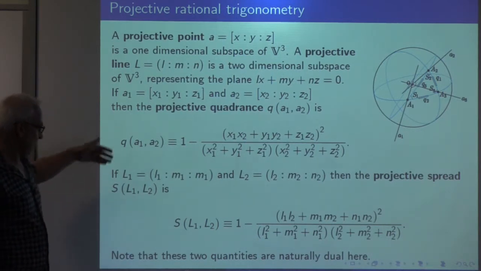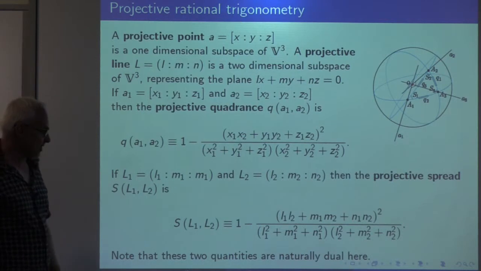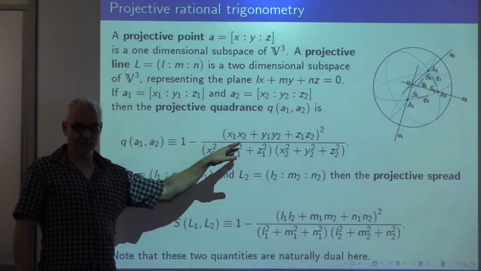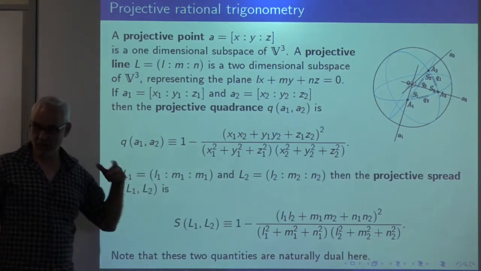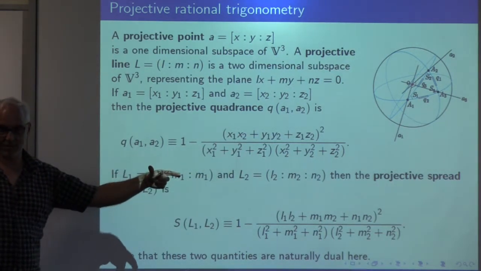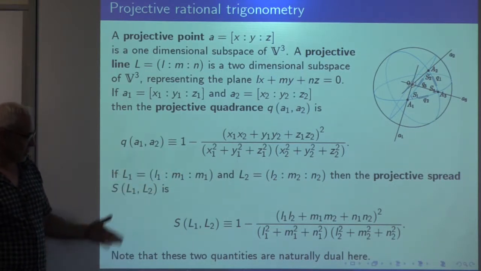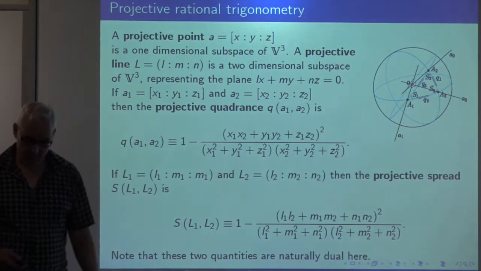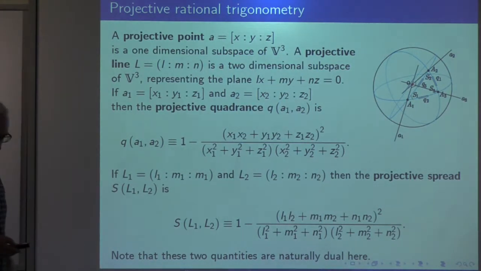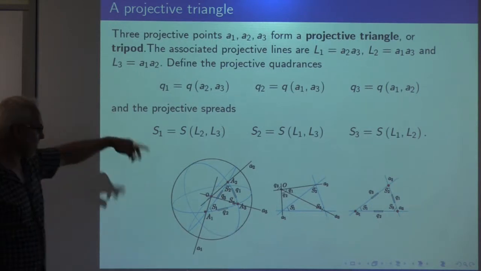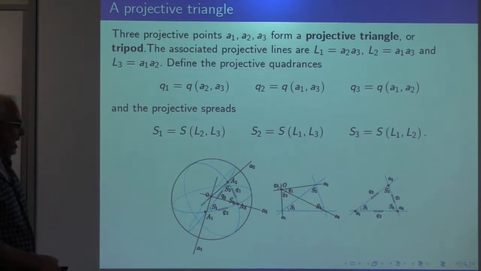The projective quadrances and projective spreads are defined by exactly the same rule as we use to define the spread: 1 minus dot product squared over dot product times dot product. But now there's a symmetry in the situation, which means that the whole thing is symmetrical between points and lines, as we're used to in projective geometry. Okay, so if we have 3 such points, we have a projective triangle. We can talk about its 3 quadrances and its 3 spreads.